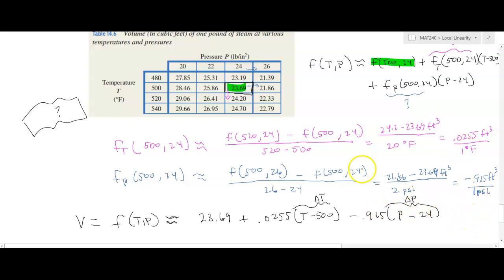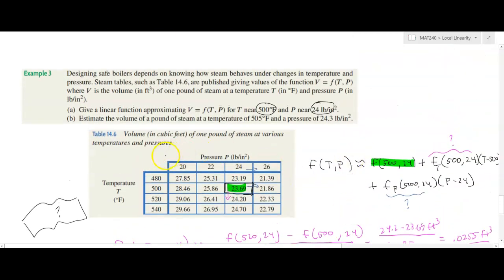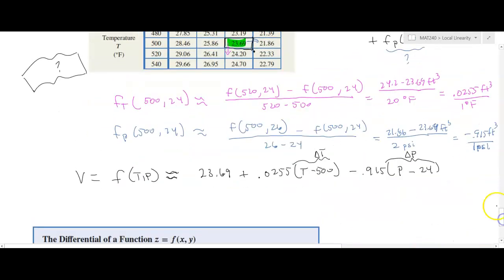Now, we can answer questions about this. We can say, well, estimate the volume of a pound of steam at a temperature of 505 degrees Fahrenheit and 24.3 pounds per square inch. So we don't have that information. 505 is somewhere between 500 and 520. 24.3 is just a little more than our value. So we're talking about a point that would hypothetically lie somewhere right there if this were our two-dimensional plane. So the linearization allows us to do this quite nicely.